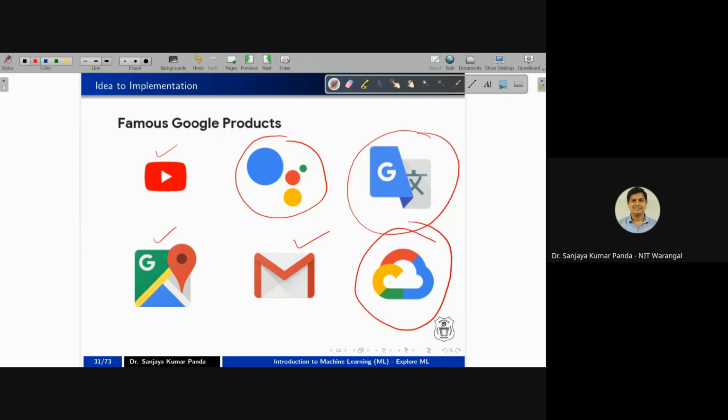What are these 3? The first one is Google Assistant, right? There is also universal translation we are doing, or you are speaking and based upon that it is acting. Then Google Translate we are using to convert from one language to another. And the third is Google Cloud. So these are the three famous products. Not only these three, all these products are using machine learning.